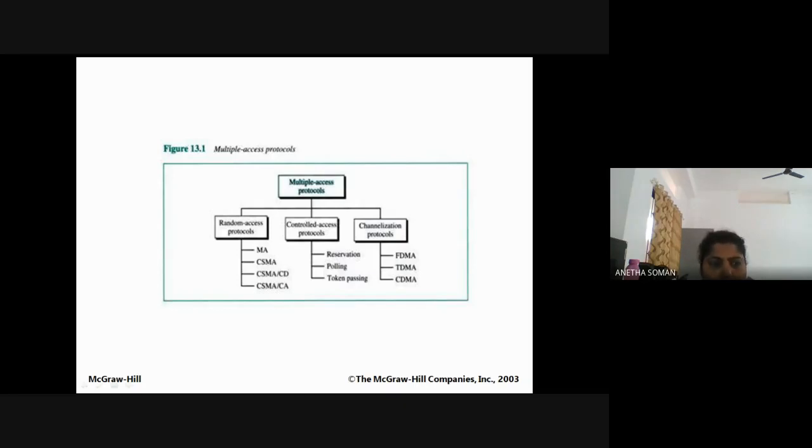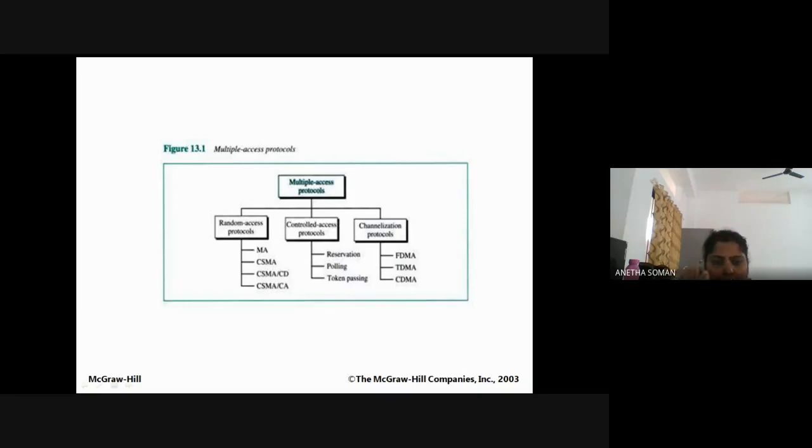Contention means some argument, or in Malayalam you can call it tarka. So in the random access method, or contention method, no station is superior to another station. The meaning is no station has the power over another station. No station has control over the other station.